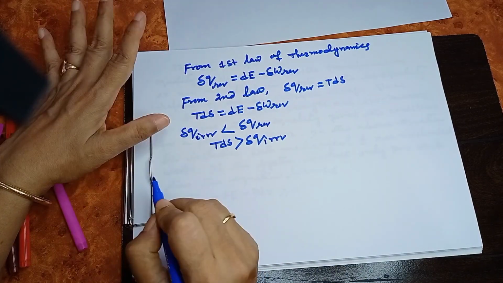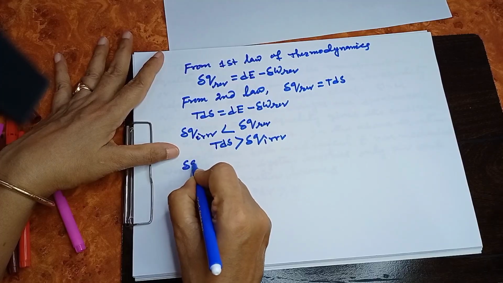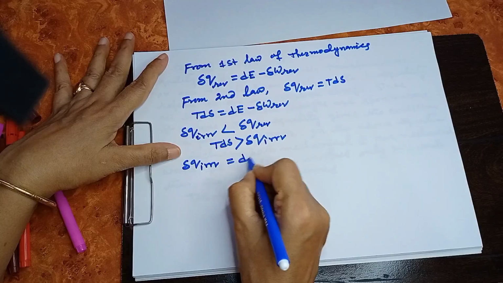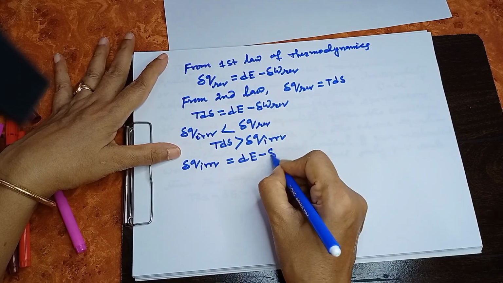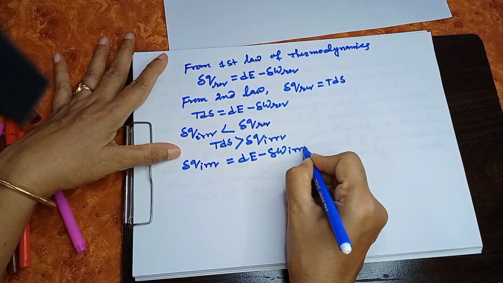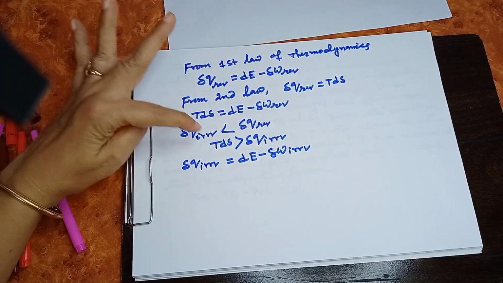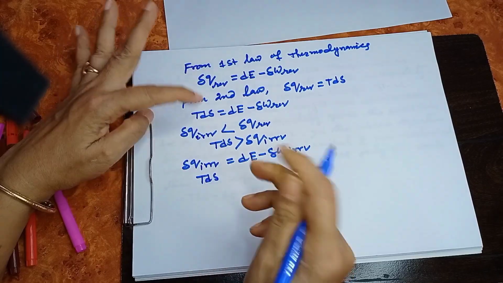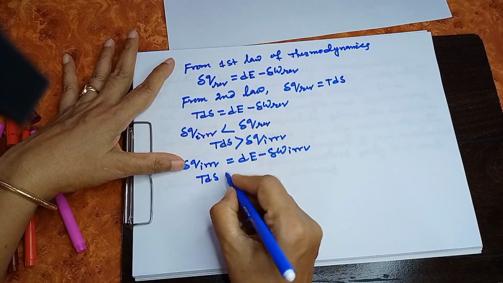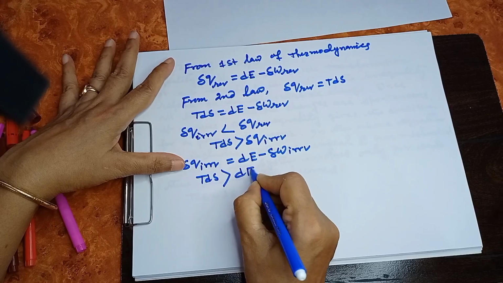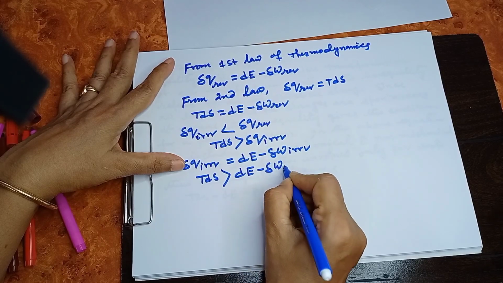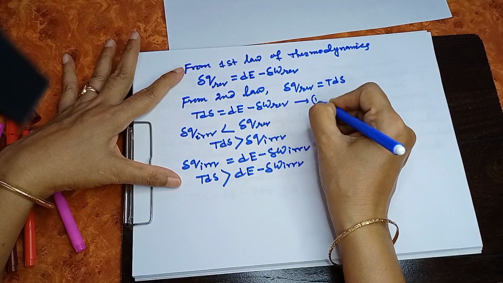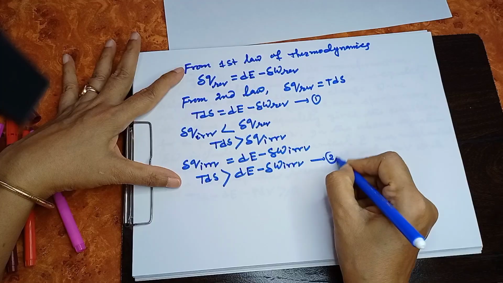Again, del Q irreversible means heat absorbed irreversibly, that is equal to dE minus del W irreversible. So we can write that TdS, which is greater than del Q irreversible, will be greater than dE minus del W irreversible. So this is equation 1 and this is equation 2.